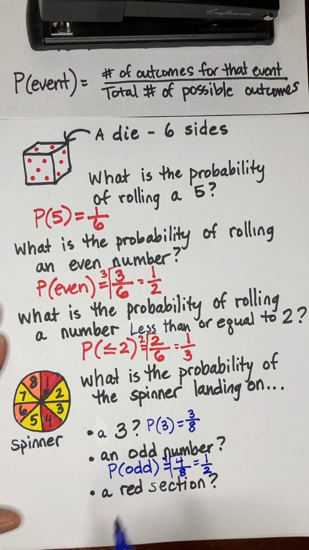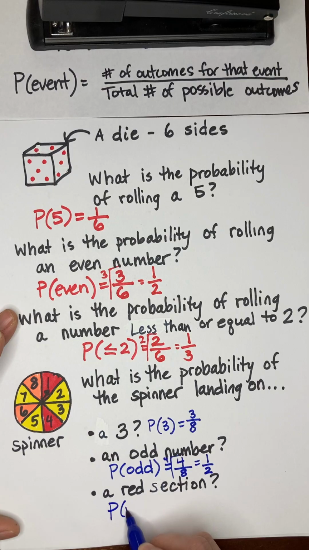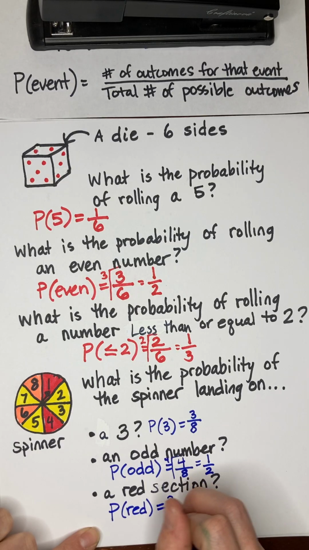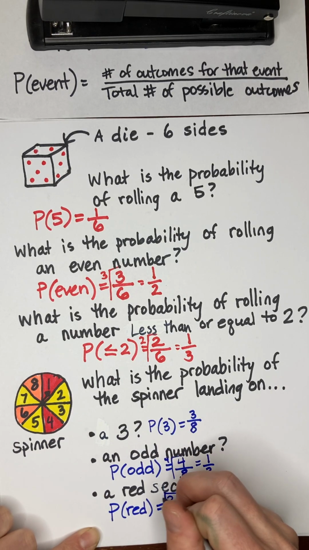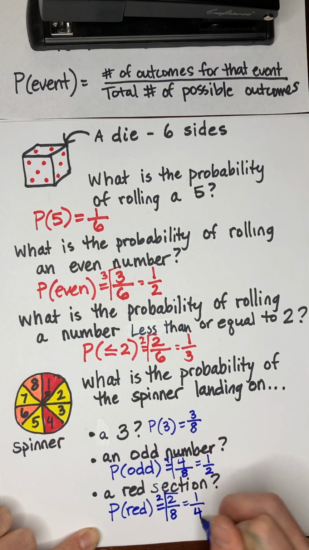And my last one, what's the probability that it was going to land on a red section? So I'm going to put P of red equals, and how many red sections? There's 2, and my spinner still has 8 sections. That can be reduced by 2 because they're both even. 2 divided by 2 is 1. 8 divided by 2 is 4.